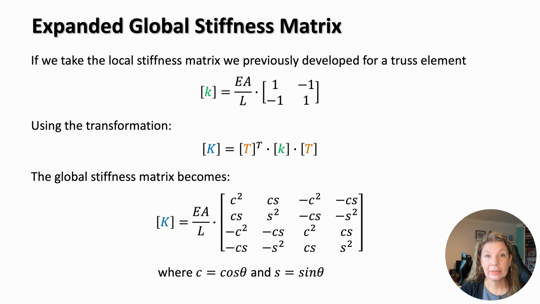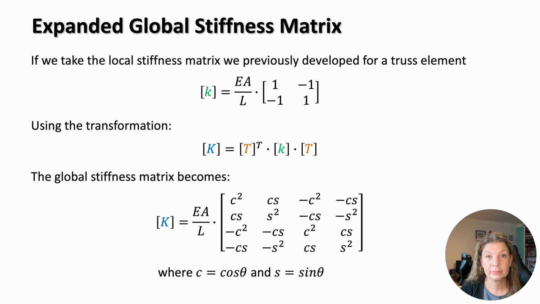Notice how the terms are built from combinations of cos theta and sine theta. The diagonal entries involve cos squared or sine squared, and the off-diagonal entries involve cos and sine. The symmetry of the matrix is preserved. And this expanded form clearly shows how the orientation of the element through theta directly influences the stiffness contributions in the global system.